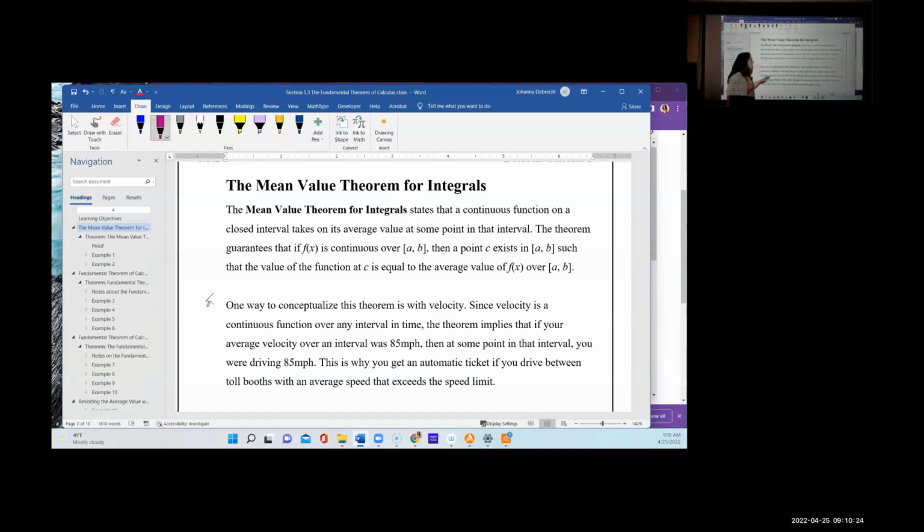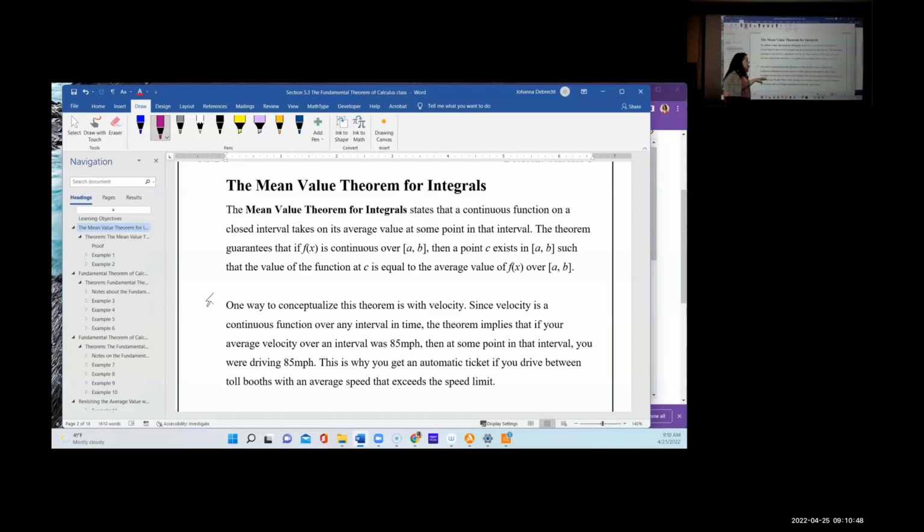All right. Now, one way that we can think about this is by thinking of it as velocity. Velocity is a continuous function. When you start at 0 and you go up to 30 miles per hour, you have to pass through every single value between 0 and 30. You can't go from 0 to 30 without going through 15.78.